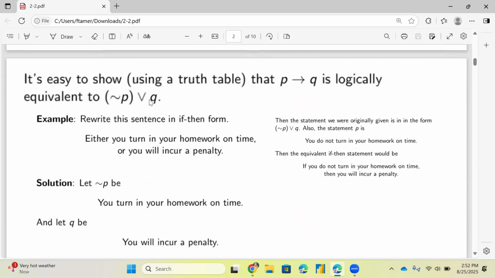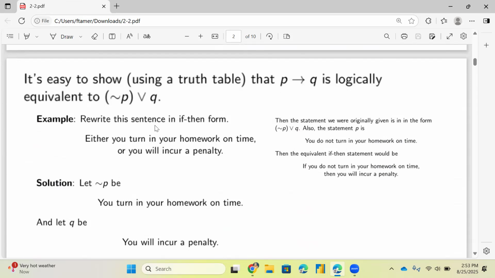Now, this is a very important fact in discrete math that we must be very, very comfortable with. We can prove this using the truth tables, but we're just going to use this fact from now on. Whenever we see this statement, if P then Q, this is logically equivalent to not P or Q. So whenever we see if P then Q, we have to say that not P or Q. We need to know that they will always be logically equivalent.